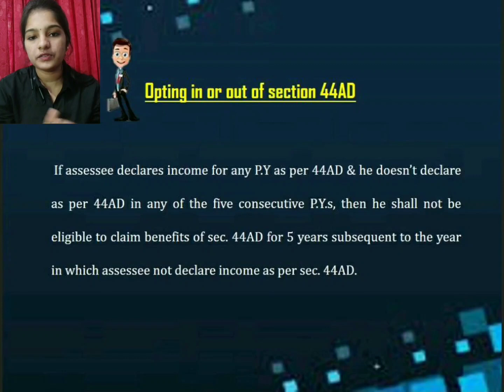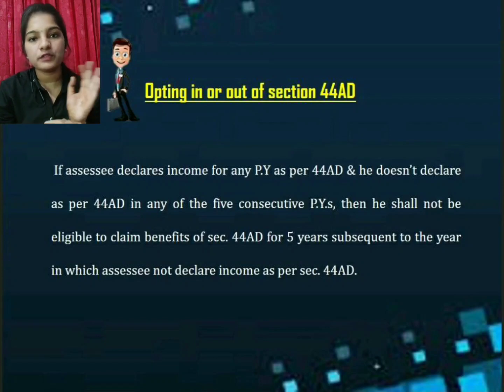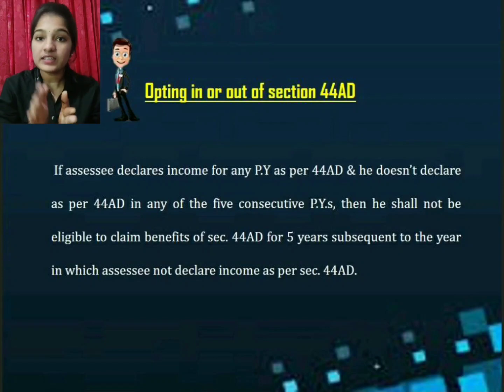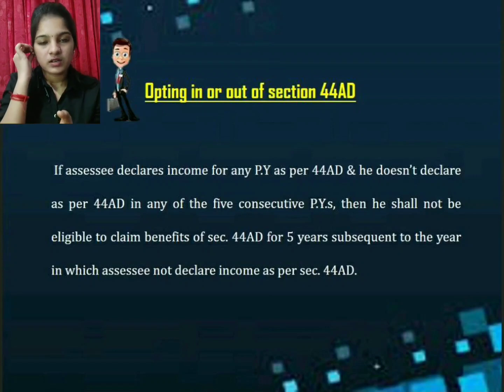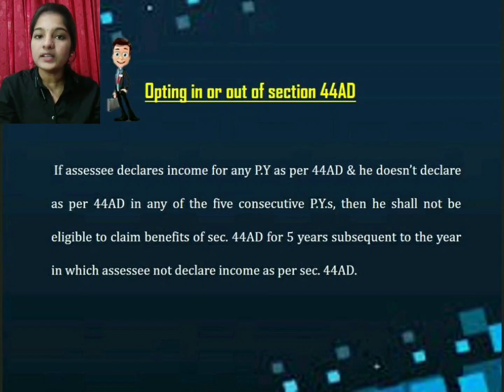Let's see with an example. Suppose a person opts for the presumptive taxation scheme for financial year 2021, then he shall continue with the scheme for the next 5 years. Suppose after 2 years he wants to go to the normal provisions, he wants to opt out of the presumptive taxation scheme, then he may do so, but he cannot come back. He cannot opt for the presumptive taxation scheme again for the next 5 years.